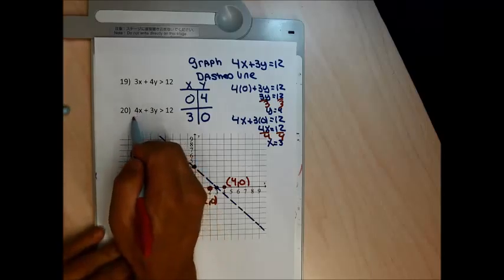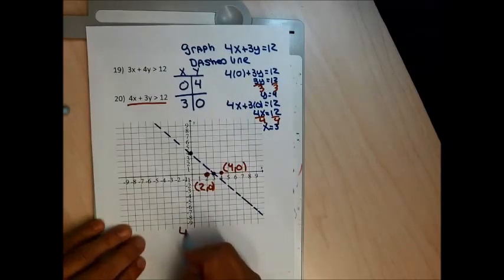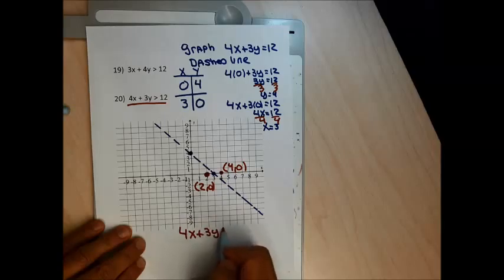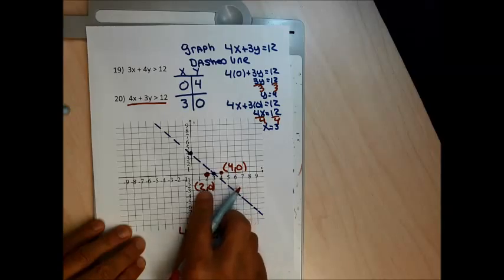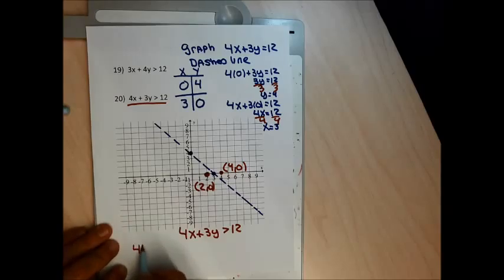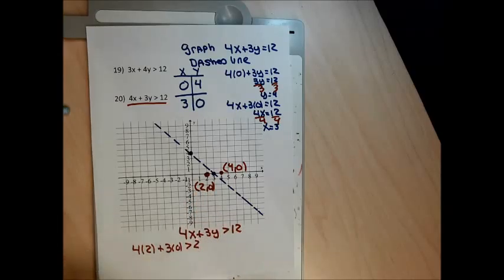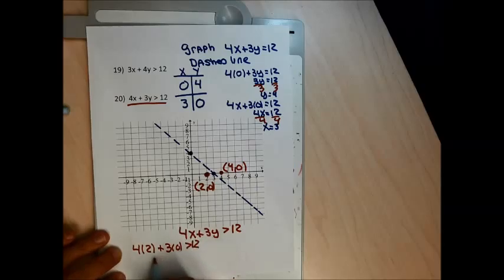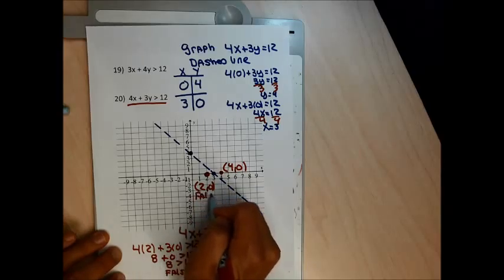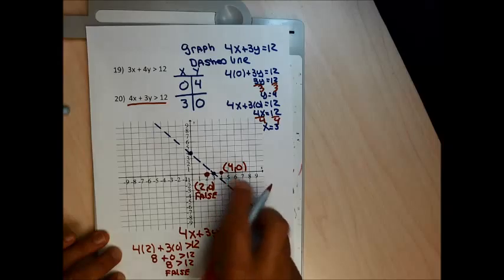And what am I going to do? I'm going to plug them right into the original 4x plus 3y is greater than 12. So my first point is the point 2, 0. I'm going to go 4 times 2 plus 3 times 0. Is that greater than 12? Plugging in 2 for x and 0 for y, I get 8 plus 0 is greater than 12. I get 8 is bigger than 12. Well, 8 isn't bigger than 12, so I'm going to write false by that 2, 0. Now I'm going to use the point 4, 0.